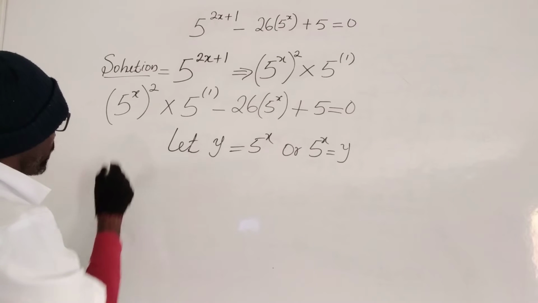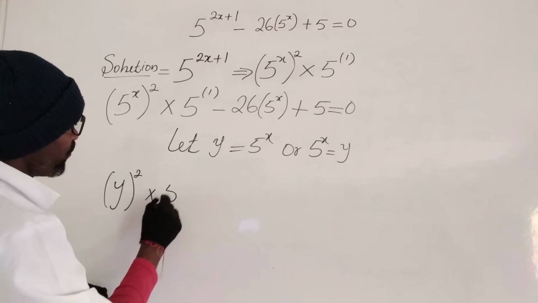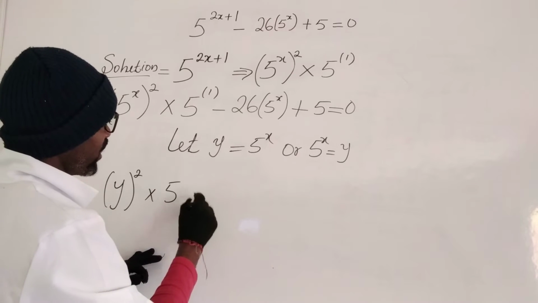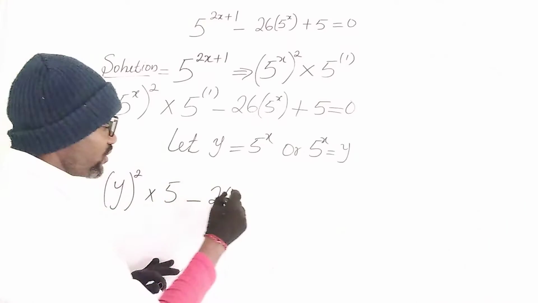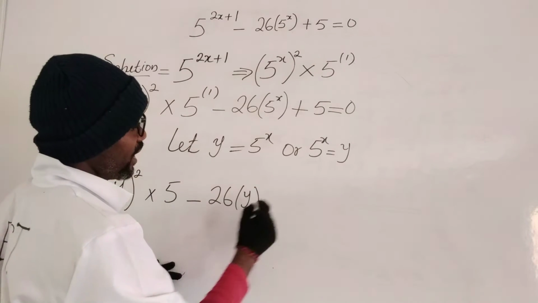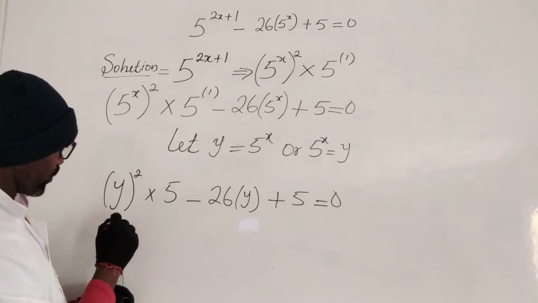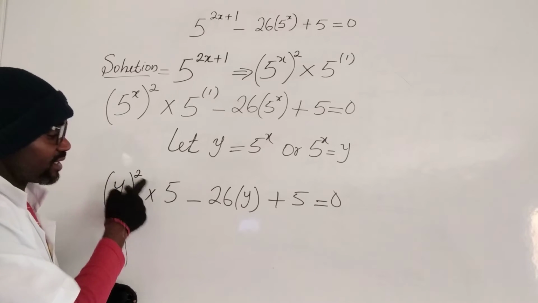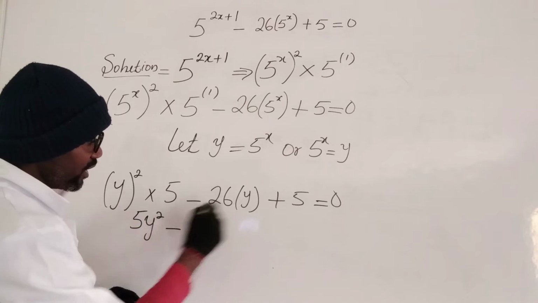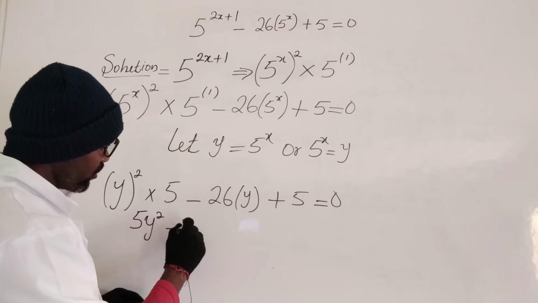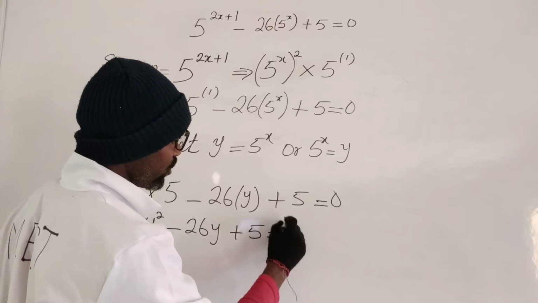So here we have 5 to the power x, we replace it with y, squared, times 5, and then that is just 1, minus 26. But we have 5 to the power x, we replace with y, and then plus 5, all equal to 0. The next one is y squared times 5, which gives us 5y squared. Here, 26 times this gives us minus 26y. Then we have plus 5, all equal to 0.